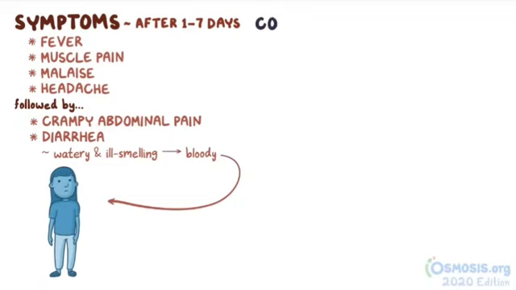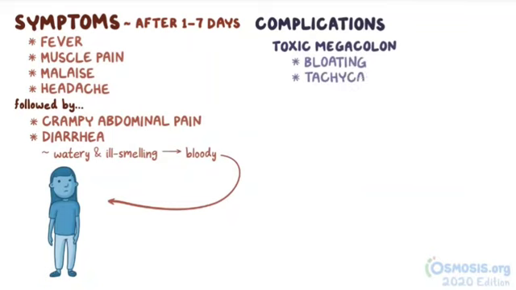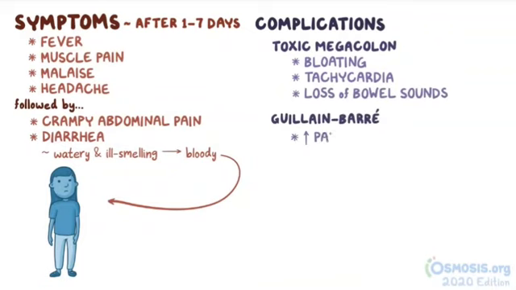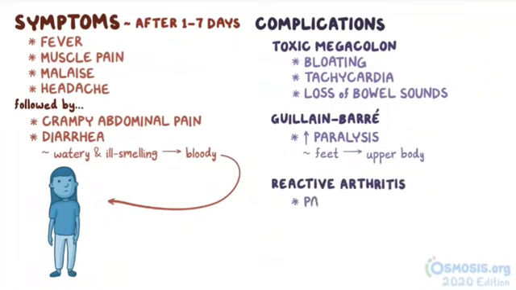Additional symptoms may appear with complications. With toxic megacolon, there's bloating, tachycardia, and possible loss of bowel sounds on physical examination. With Guillain-Barré syndrome, there's ascending paralysis, meaning it starts at the feet and then extends to the upper body. Campylobacter jejuni infection is actually one of the most common bacterial causes of Guillain-Barré syndrome. Lastly, with reactive arthritis, there's pain in large joints.